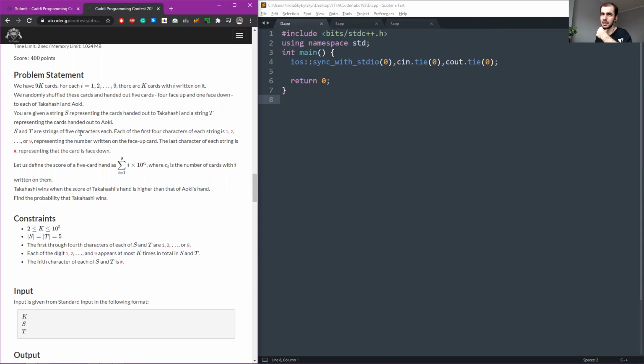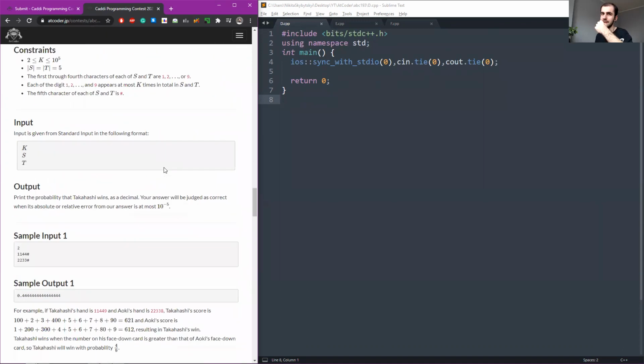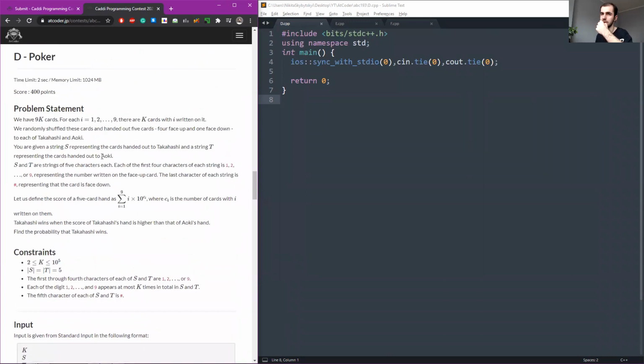Okay, yeah, I got it. The last character string is, okay. The score is I times into the CI. That's a complicated way to say. But what do we want? Like probability, right? We want the probability that Takahashi wins. Okay.